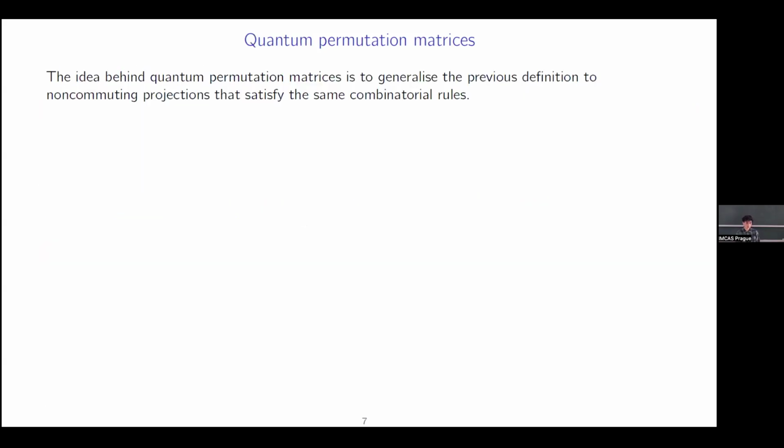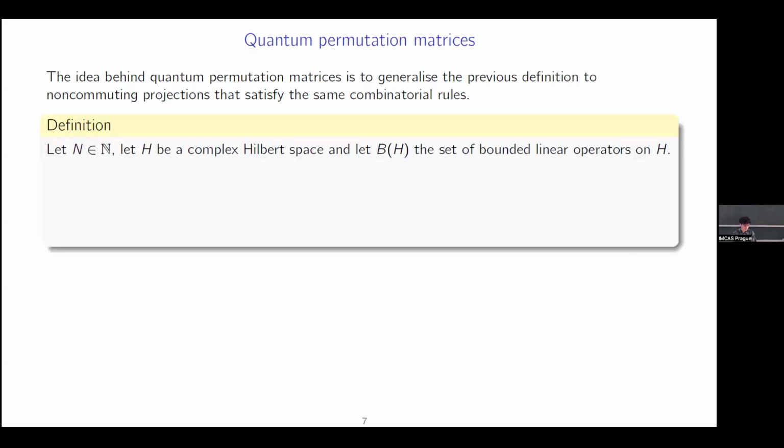Okay, so what's the thing with quantum permutation matrices? The idea is to try to generalize the previous definition of classical permutation matrix to non-commutative projections that satisfy somehow the same combinatorial rules. So I'm going to go straight to the definition. Let us fix a natural number n. Let us consider a complex Hilbert space, whether this is finite dimensional or not is not important at this stage. And we also consider the set of bounded linear operators on this Hilbert space H.